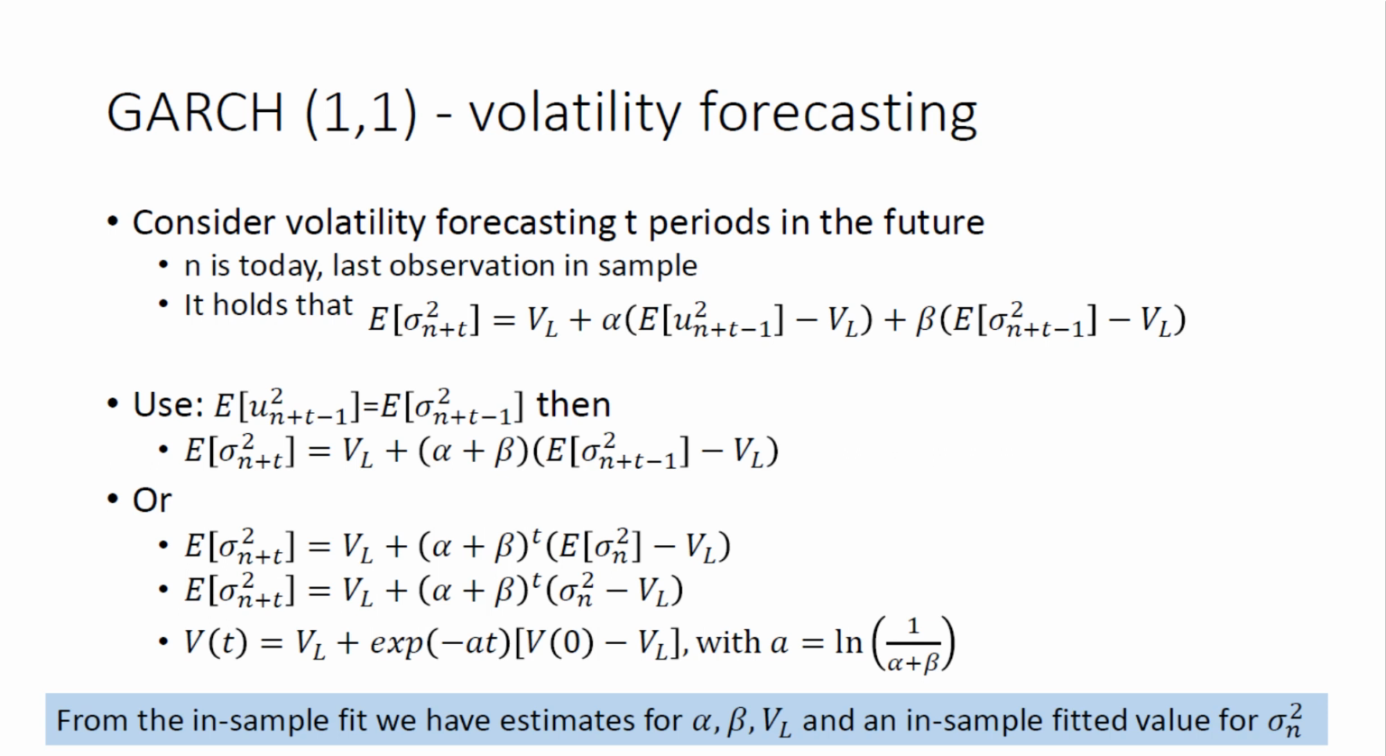So my question is, if I want to know what my expected variance is at time n plus t, so that's the expected value of sigma n plus t squared, then I use the GARCH representation as I had it before with the variance targeting, and I simply change the index with the u and with the sigma, because it then says, well, you have to take the u n plus t minus 1 squared on the right-hand side, and you take the sigma n plus t minus 1 squared as well.